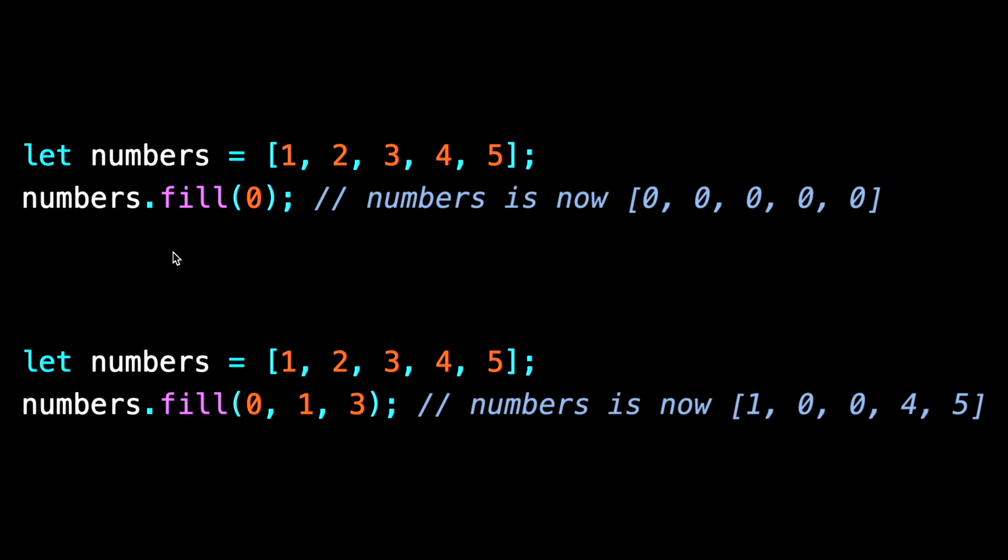The fill method changes all elements in an array to a static value, from a start index, the default is 0, to an end index. So if you just do fill 0, it's going to fill every single element with 0. But if we do 0, 1, 3, it's going to fill every element with 0, starting at the first index and ending at the third index. So this is the first index, and then the second index, but it doesn't do the third index because it ended at the third index.